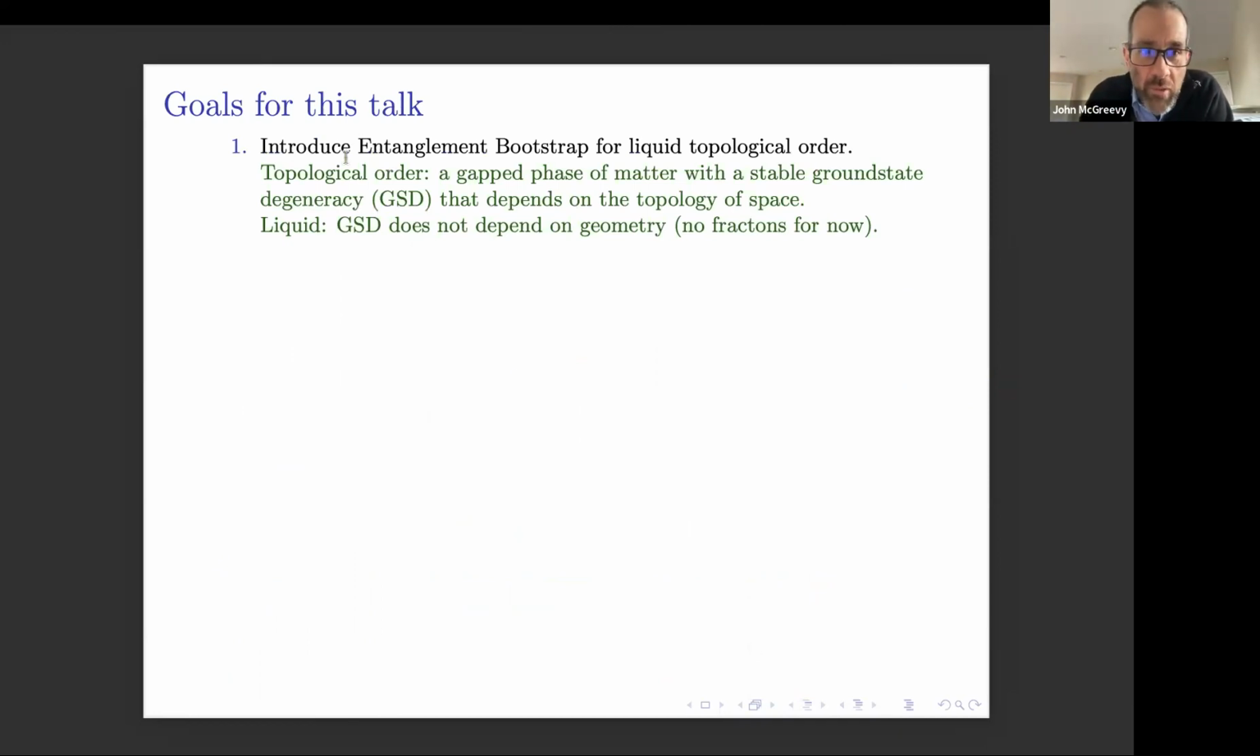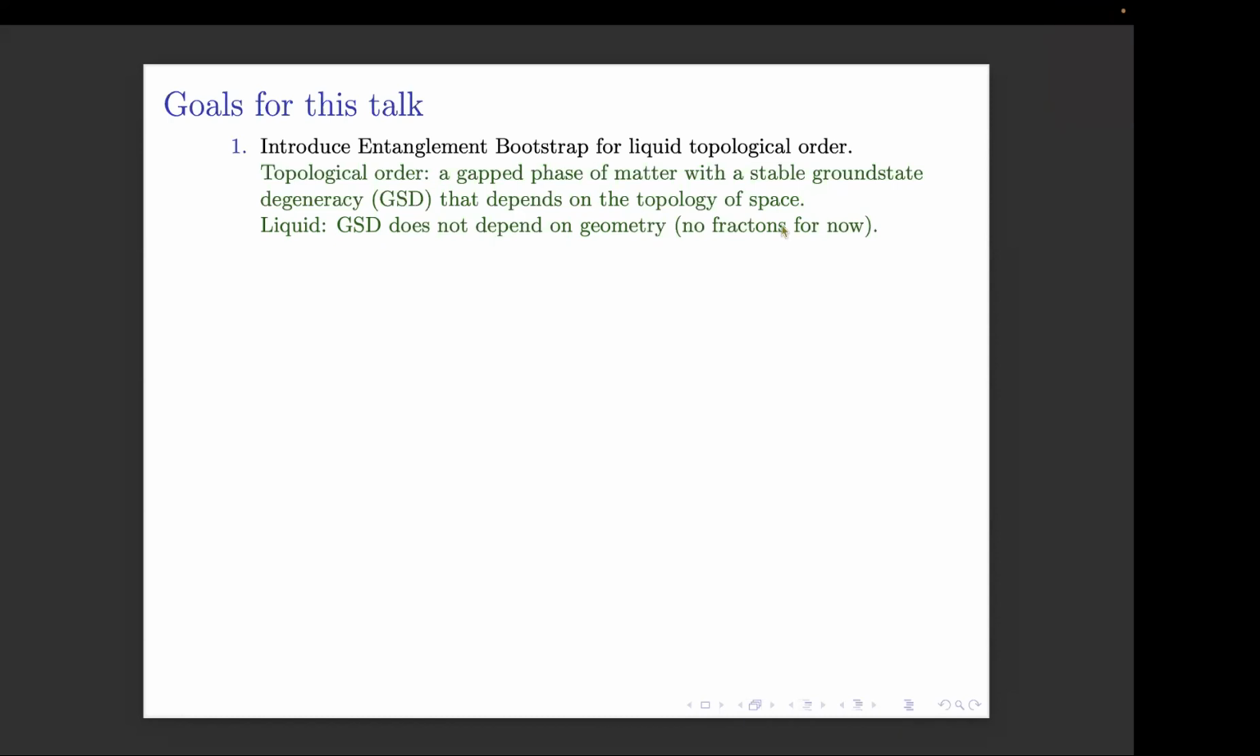So first I'll introduce what I mean by entanglement bootstrap, in the case of liquid topological order. By topological order, I mean some gapped phase of matter with a stable ground state degeneracy. Stable means that there's no local operator that takes one ground state to another. Rather, they're related by non-local operators, and therefore the ground state degeneracy depends on the topology of space. And by liquid, I just mean that the ground state degeneracy depends only on the topology and not on the geometry. So that's just to rule out fractons.